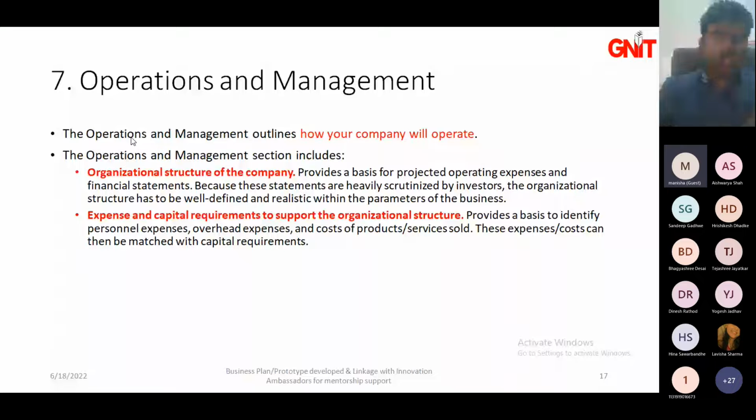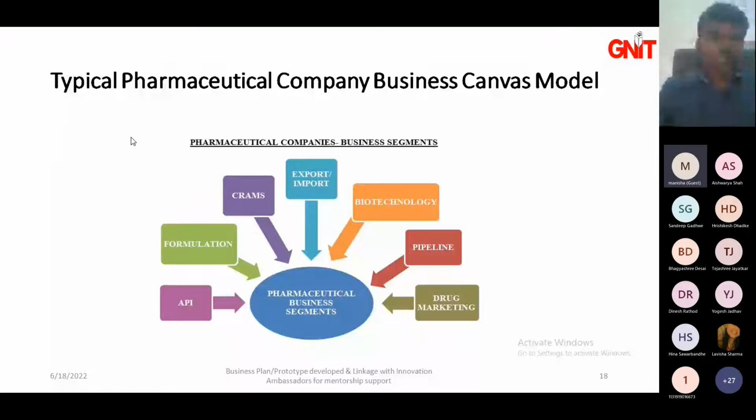Now we go to the pharmaceutical business canvas model. Any pharmaceutical business will have these segments. These are the general typical segments. Any pharmaceutical company that is going to start will have the API, active pharmaceutical ingredient. They will use this ingredient to create a medicine. The second stage is the formulation. In the formulation, you may formulate a tablet, or you may make a gel or cream. That is called formulation.